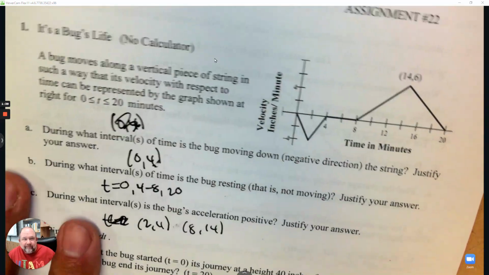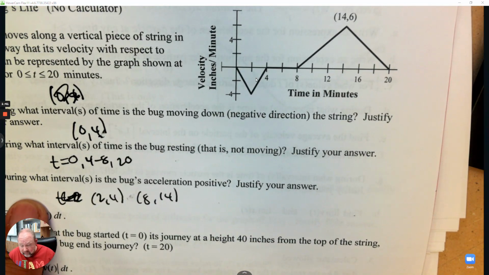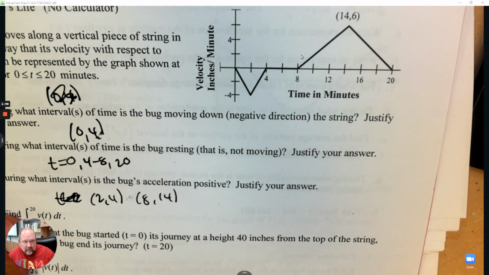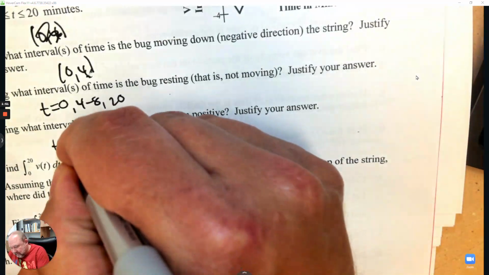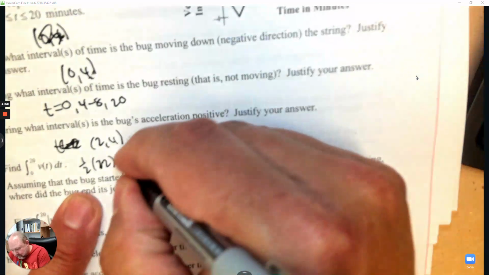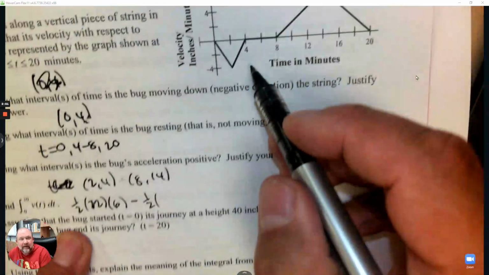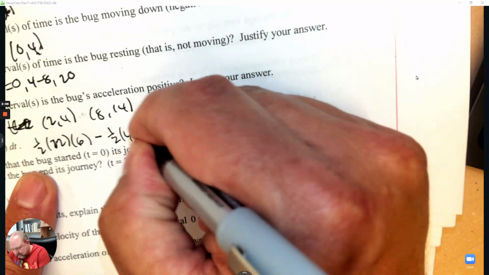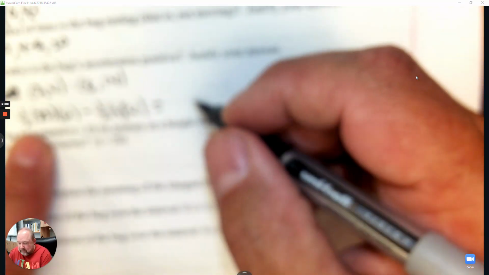Integrate from 0 to 20. So if I integrate, I'm finding the area. So I have a triangle. I know that's negative, and another triangle, and I know that's positive. I'll start with the positive one. So half the base times the height. So 8 to 20, that's 12. So half the base times the height, which is 6. Subtract half the base, 4, and 4 for the height. If you cared to simplify it, this would be 36 take away 8. That answer is 28.